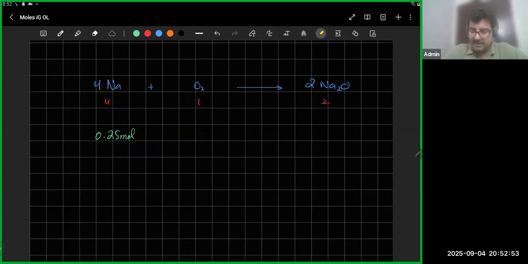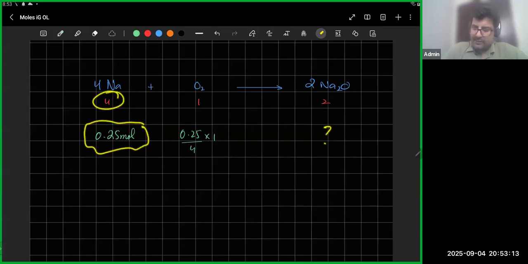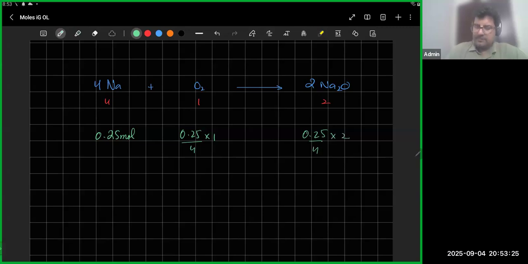I told you a simple trick, which was take 0.25, divide it by its own ratio, multiply it by the ratio of the other substance. So this one over here would be 0.25 divided by 4 times 1. Okay, if I want to figure out this one, I'm going to take the known moles, divide it by its own ratio, multiply it by the ratio of the other substance, right? So it's 0.25 divided by 4 times 2. So ये वाला जो, this is 0.25 divided by 4 times 2.